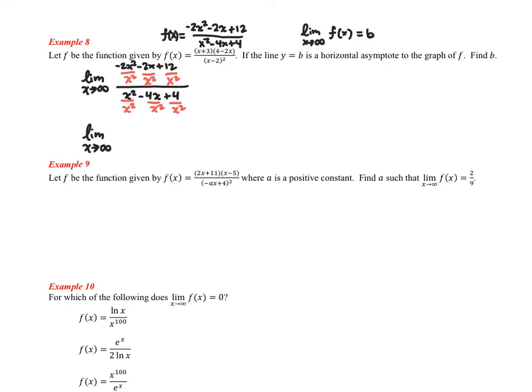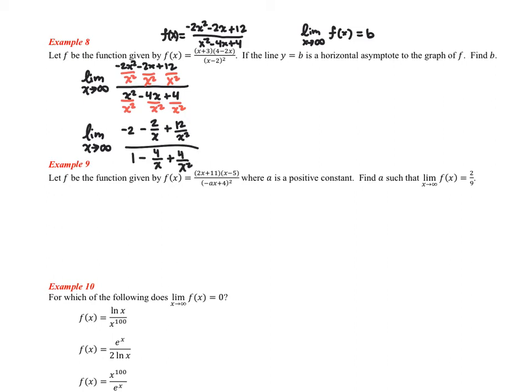Now what I'm going to do is reduce all terms, at least that I can, algebraically. So you'll see the leading term in the numerator will reduce to -2. The second term in the numerator will reduce to minus 2 over x. And the third term in the numerator cannot be reduced. The denominator will be 1 minus 4 over x plus 4 over x squared.